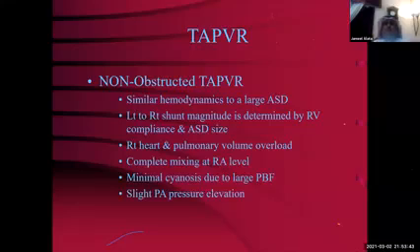So let's take a VSD. If the VSD is shunting left to right, it's going from the LV to the RV to the pulmonary artery. Yet we don't see RV dilatation in VSDs. We see left atrium dilatation and LV dilatation. Why? Because in the VSD example, the left to right shunt is going to the RV during systole.